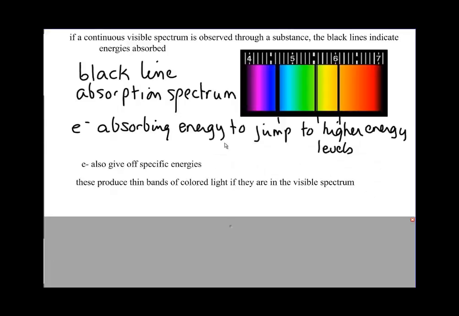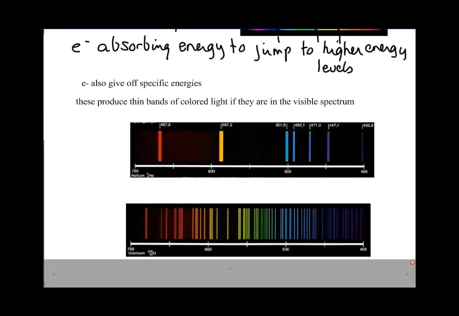If electrons jump from high energy levels to lower energy levels, these produce bands of colored light because energy is associated with wavelengths and frequencies. And if they're in the visible spectrum, we can see them. Here are 2 examples of emission or bright line spectra. They are created when electrons fall from high energy levels to lower energy levels.